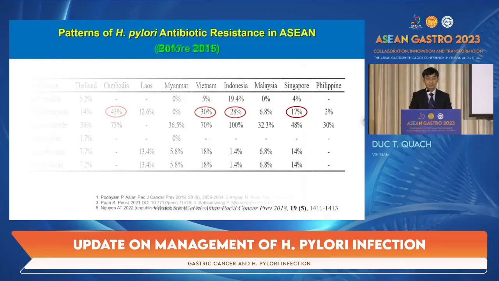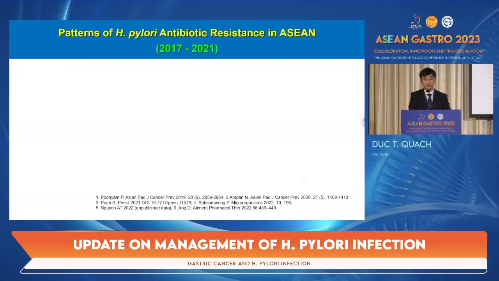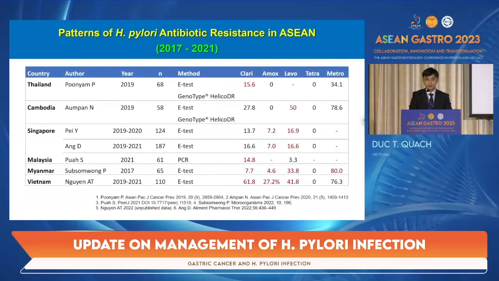And here is the pattern of H. pylori antibiotic resistance from 2017 up to now. And in this picture, you see here that there's some data presented in the red color. We show that we have the increasing rate of antibiotic resistance, especially for clarithromycin. You can see here that in Thailand and in Malaysia, now we have the borderline clarithromycin resistance, and it's expected to increase in the future.